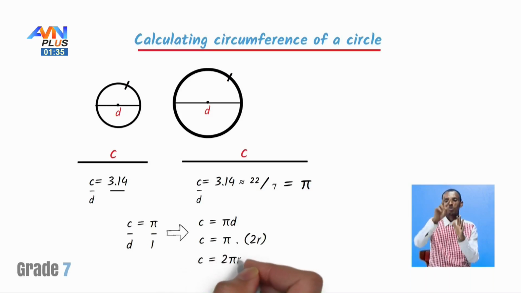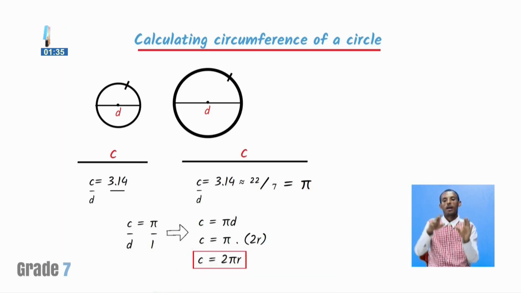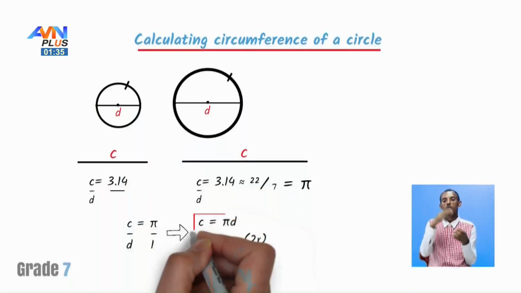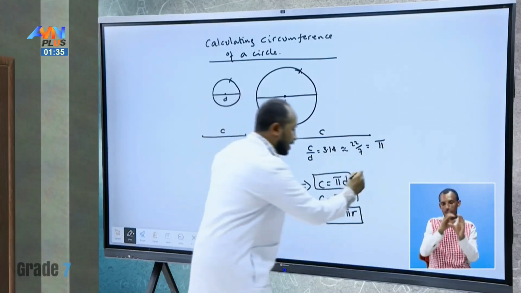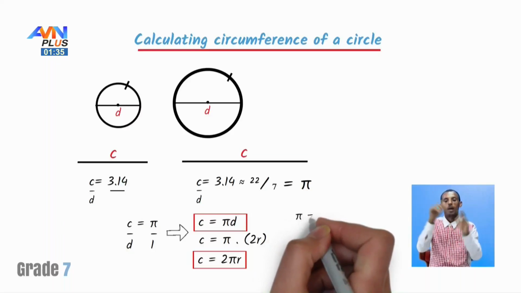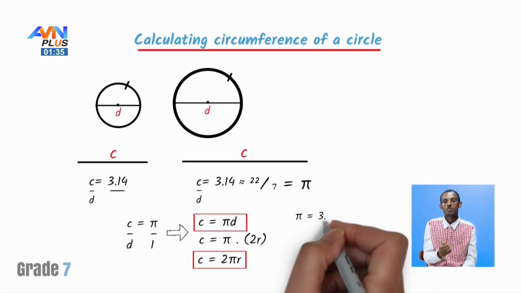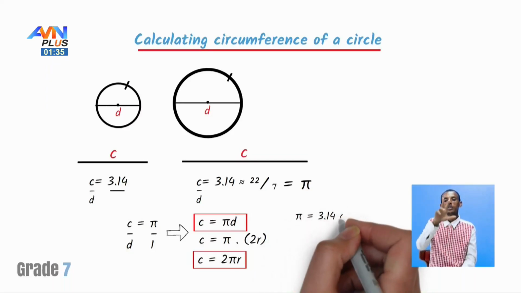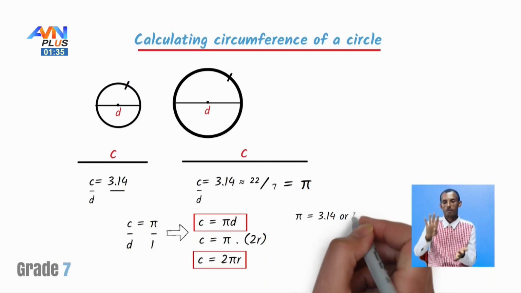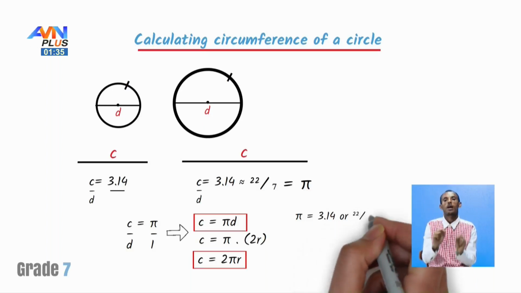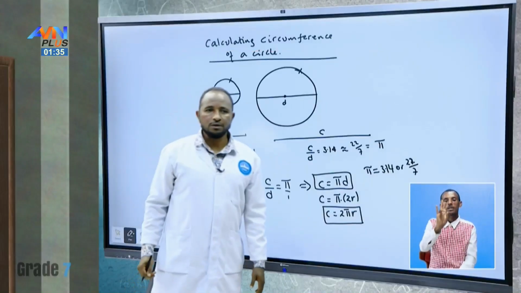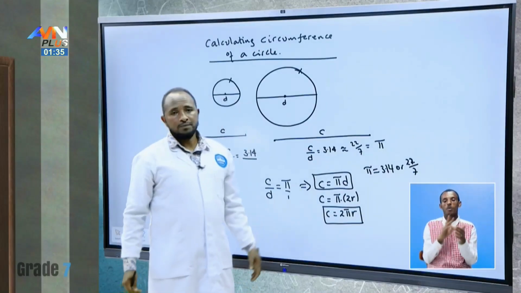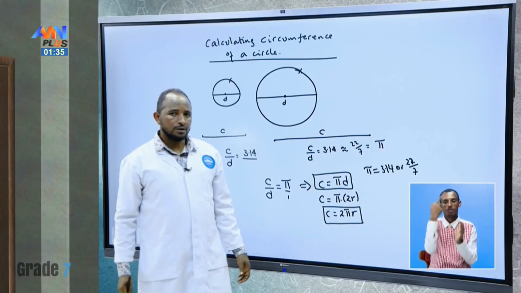So the circumference of a circle can be evaluated using this equation, 2 pi times radius, or using this equation, pi times diameter. And pi is approximately equal to 3.14, or we can use the approximate value of pi to be 22/7 or 3.14. So this is it. Now we'll see an example for this concept. Let's proceed to the example.